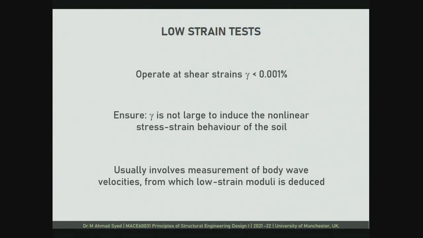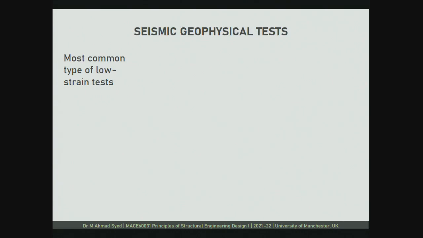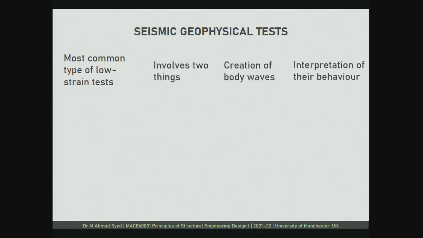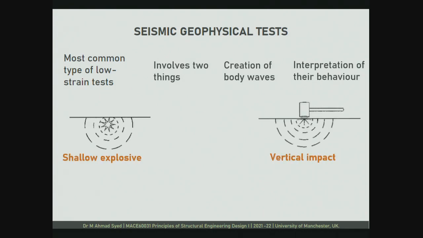Then the surface tests, or the low strain tests: you have some very common geophysical tests. The most common type of low strain tests are within this category of seismic geophysical test. It involves two things. The first one is a source from where you create body waves. So you create a source from which you can create body waves, and then you try to capture how these body waves are behaving inside a soil medium. And then you interpret.